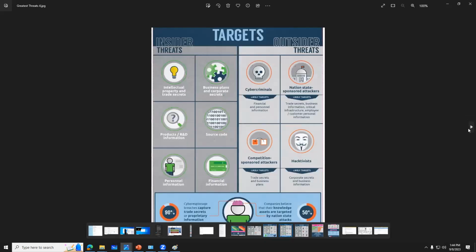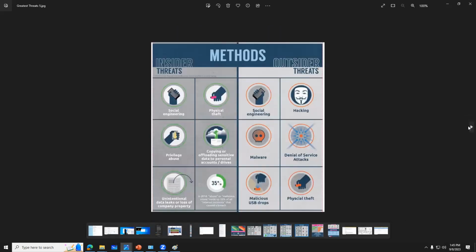These are just helpful, quick graphical representations of insider threats versus outside threats. Competition sponsored attackers, right? Most of it has to do with money. That's the big thing to remember.